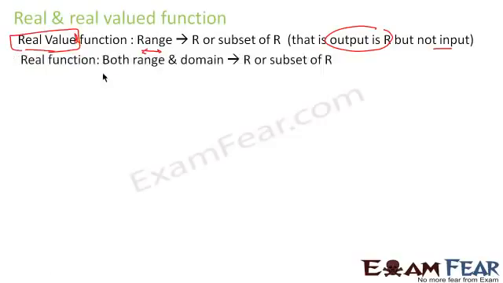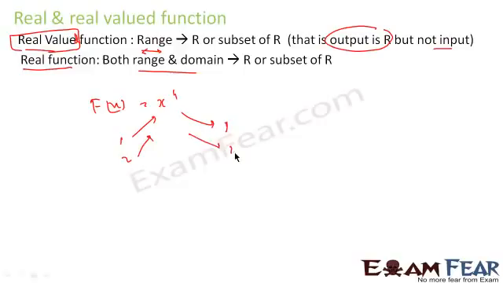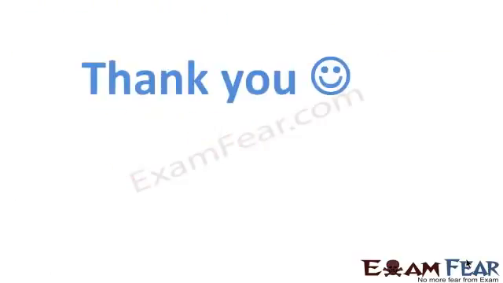And when you say real function, in that case both input and output are real. That is, both range and domain are real numbers. Example of a real function: f(x) = x to the power 4. You give a real input here, 1, you get 1 as output. You give 2 as input, 2 to the power 4, that is 16, as the output. This is an example of a real function where input is real and output is real. For a real valued function, the input is not real. It is non-real.